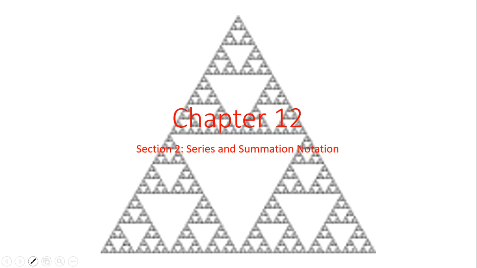Good morning and welcome back to the second section of Chapter 12. In this section, we're going to have an introduction to series and summation notation. Last time we had an introduction to sequences, and then afterwards we'll be looking at both of these together because they are definitely related to each other.